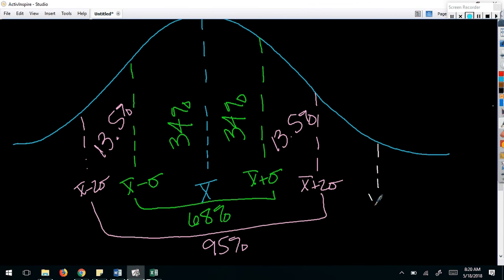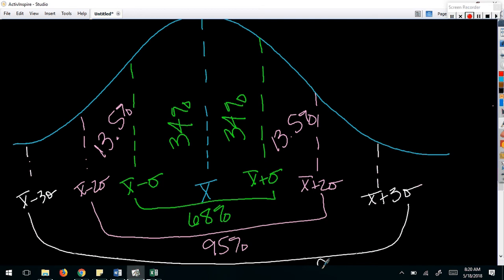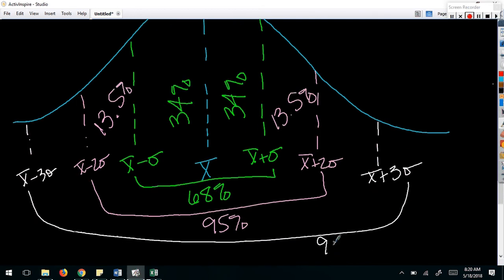99.7%. So this is mean plus 3, mean minus 3. 99.7%.